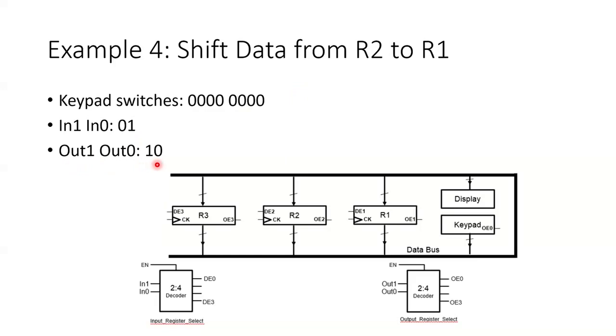That is all you need to decide. What is the data coming out of and where is the data going in? Once you decide that, assign these values, and when you assign these values, the input of register 1 and output of register 2 are enabled. When you push the clock, the data flow will happen. So data will come out of register 2 and it will go in register 1, right?